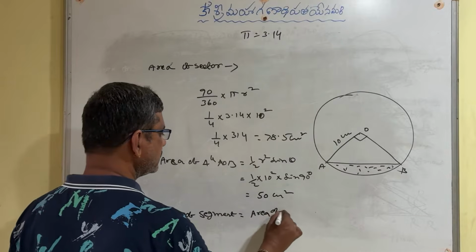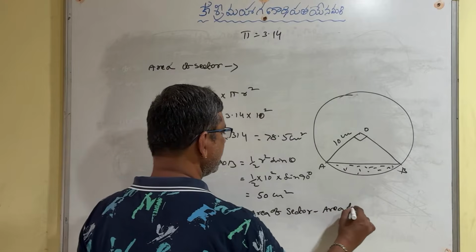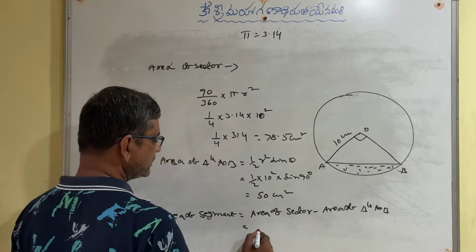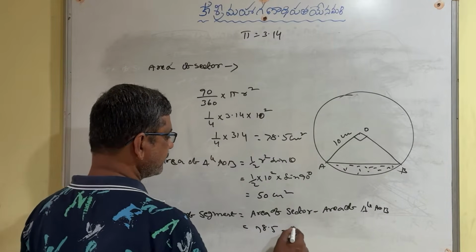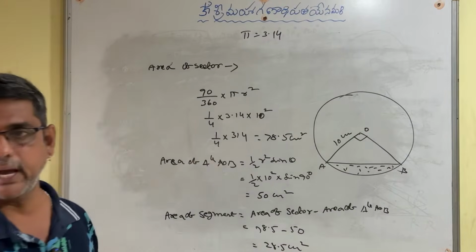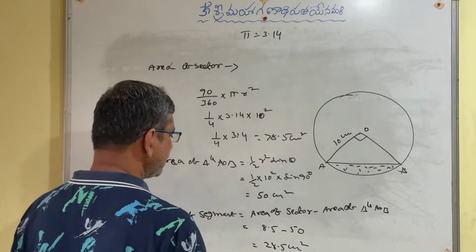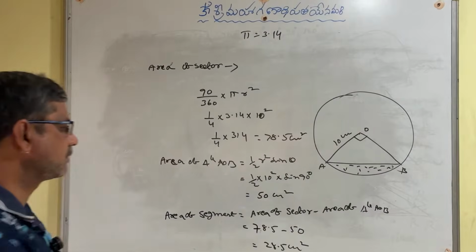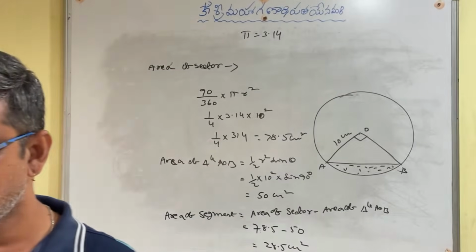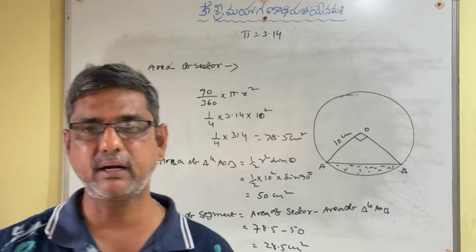Now, the area of the segment is the area of the sector minus the area of triangle AOB. That is 78.5 minus 50, which is 28.5 centimeter square. Okay, so one part of the answer is done.